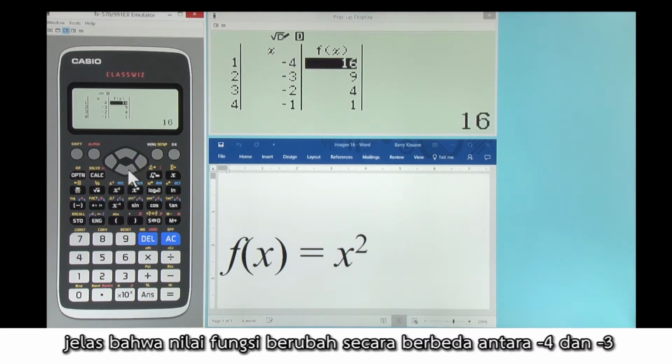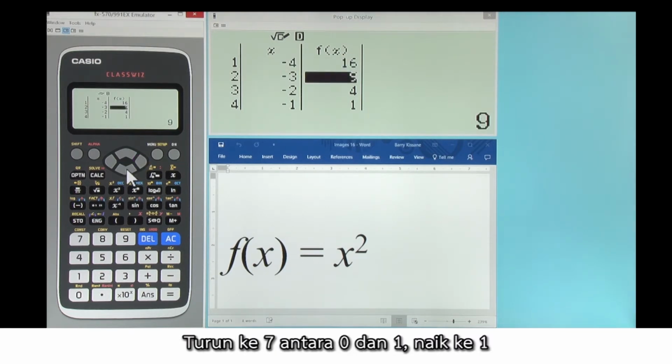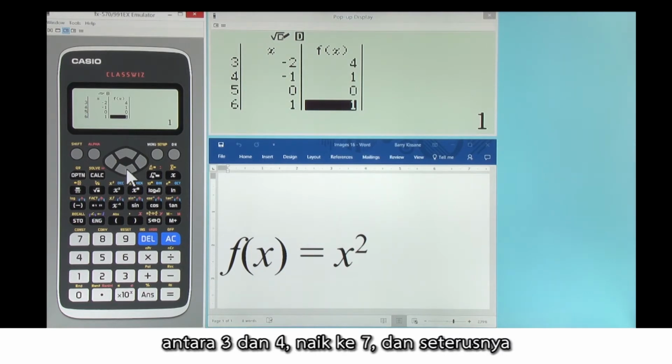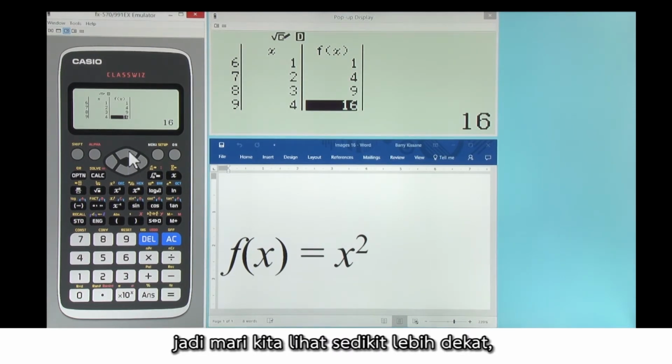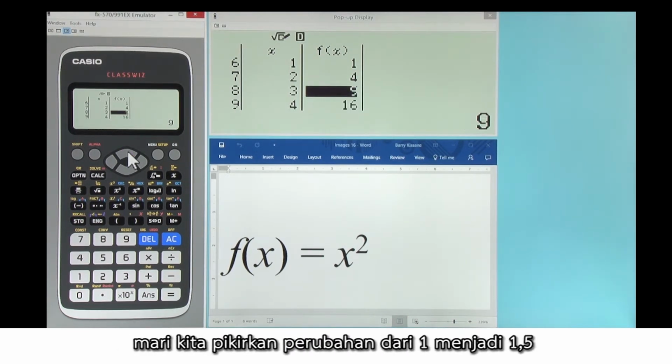Between -4 and -3, it goes down by 7. Between 0 and 1, it goes up by 1. Between 3 and 4, it goes up by 7, and so on. So let's look a little bit more closely to see how this change is not uniform.